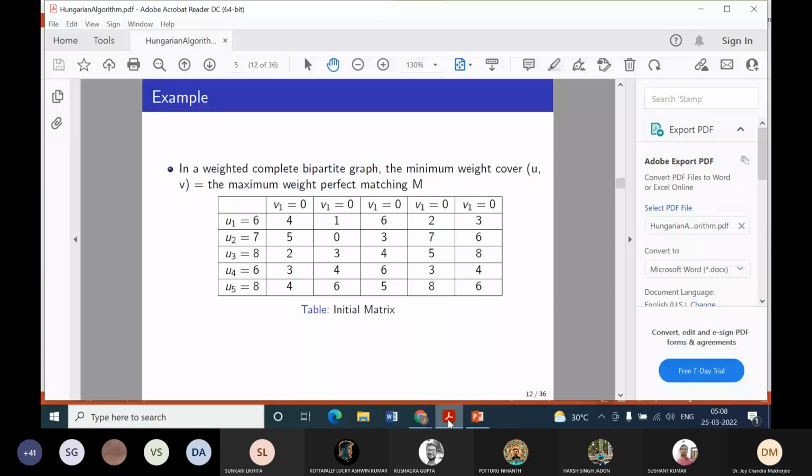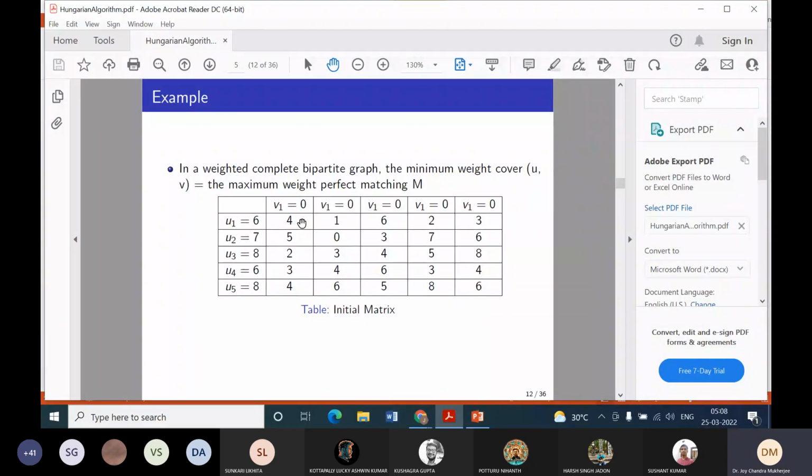Okay, so in a weighted complete bipartite graph, the minimum weight cover UV is equal to the maximum weighted perfect matching M. So initially, suppose this matrix is given to me, and somebody asked me to find the maximum weighted matching, or in other words, the minimum weighted cover. Both are to be found. So what will we do in this algorithm?